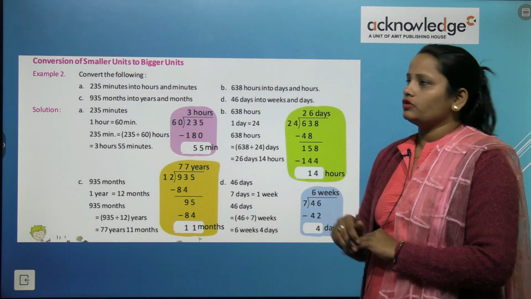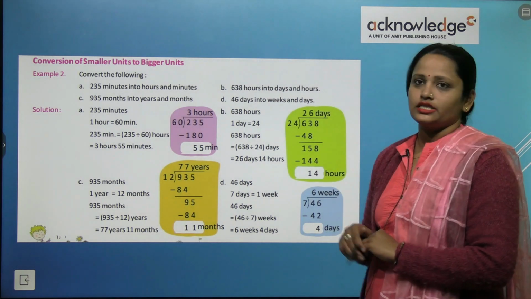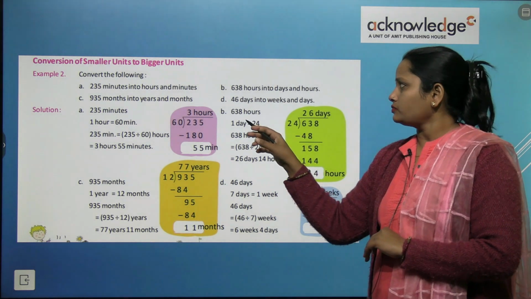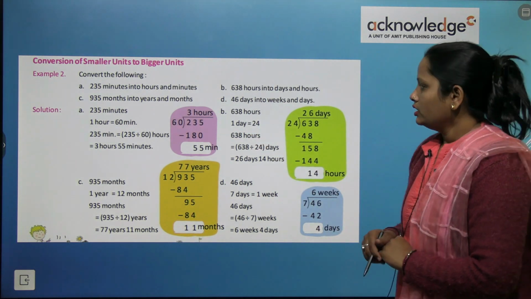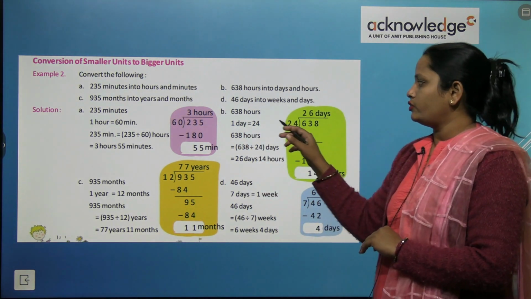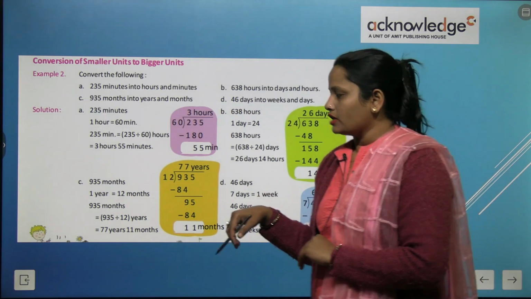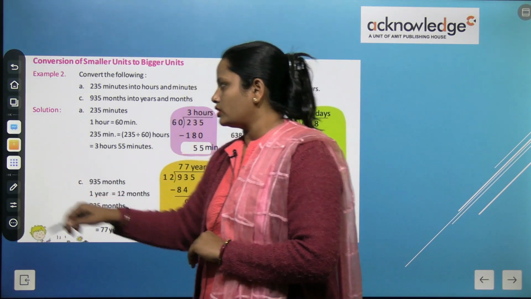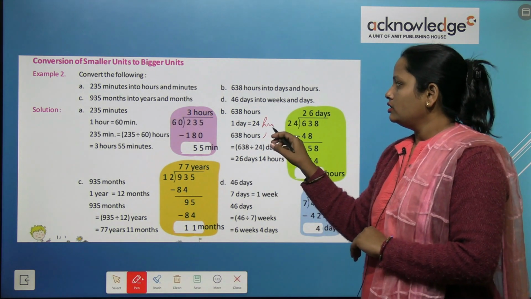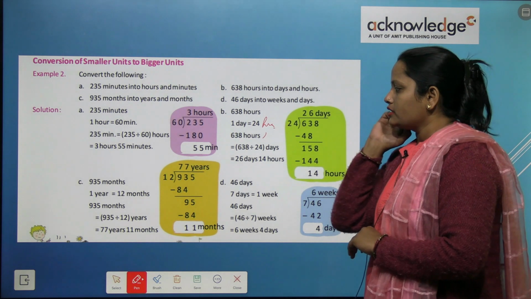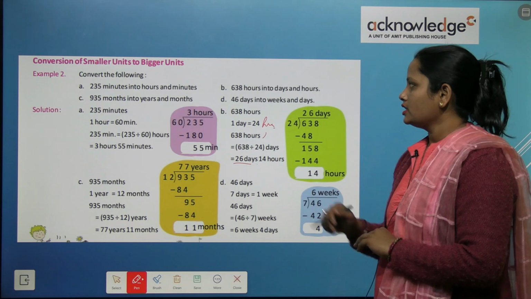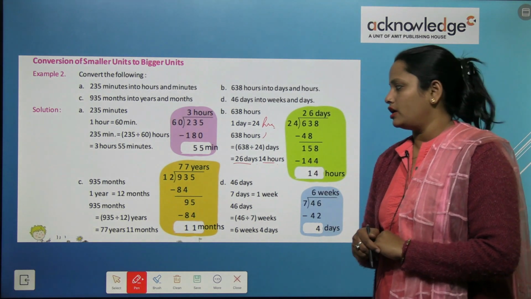Second question is, we have to convert 638 hours into days and hours. So इन्हें हम days और hours में convert करेंगे. So what we will do? Days में convert करने के लिए we know that 1 day is equal to 24 hours. So 1 day में कितने hours होते हैं? 24 hours होते हैं. So 638 will be divided by 24. So we will get 26 days and 14 hours.